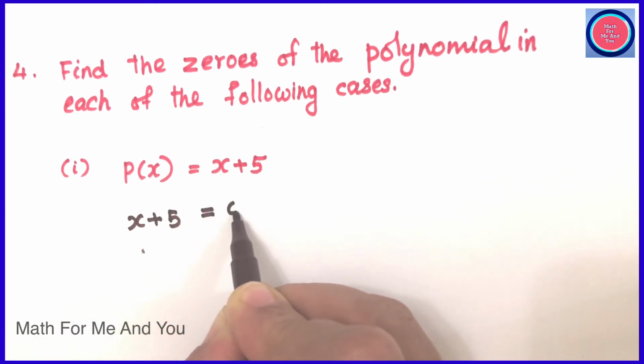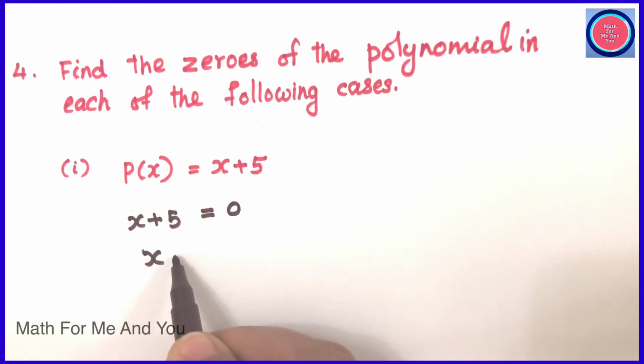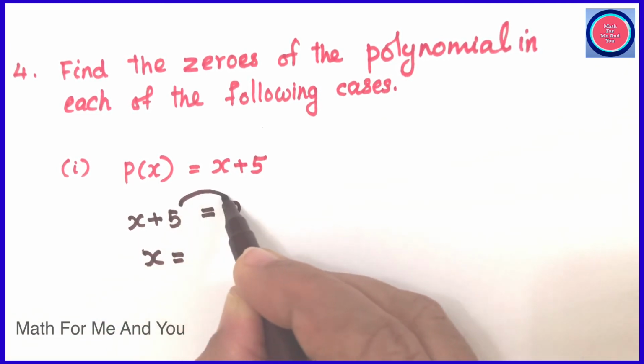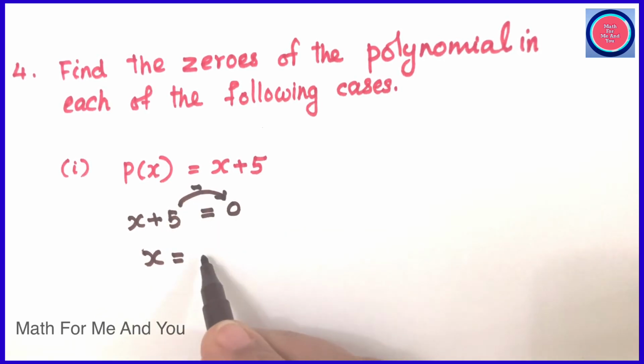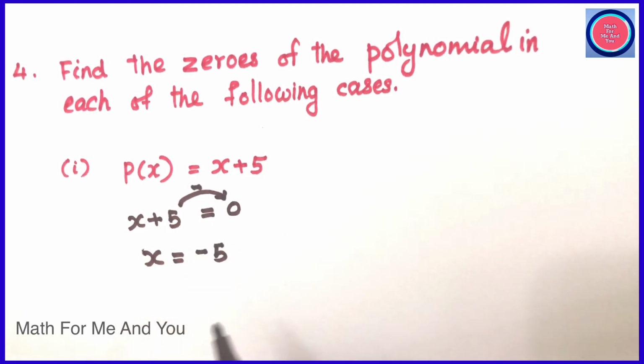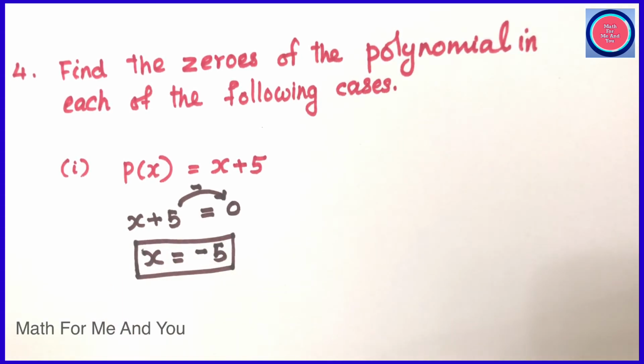Here the polynomial x plus 5, we write it as equal to 0. Then we can find what the x number is. We move plus 5 to the other side, it becomes minus 5 on the right side. We get the value of x is minus 5. And this value is the 0 of the polynomial.